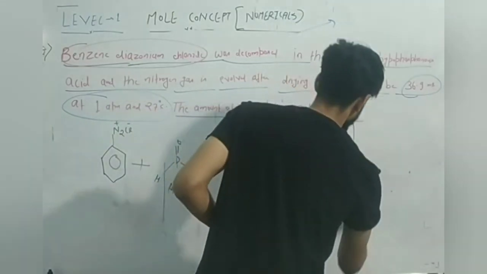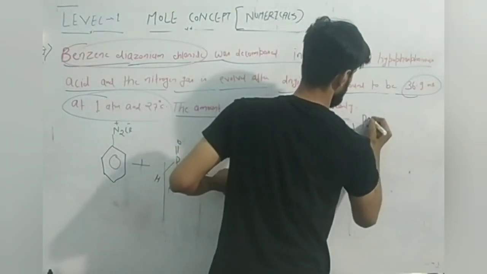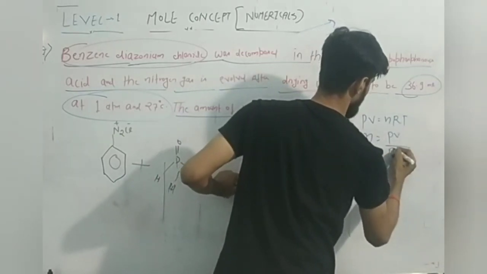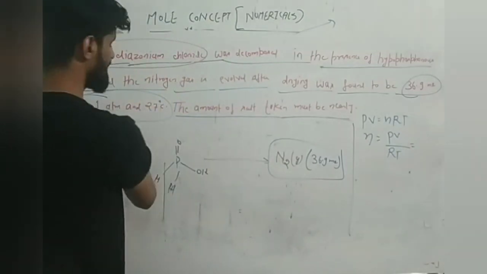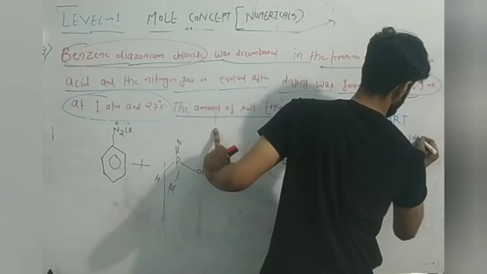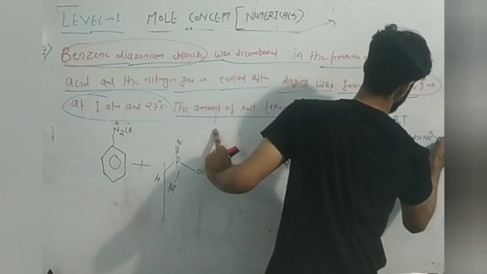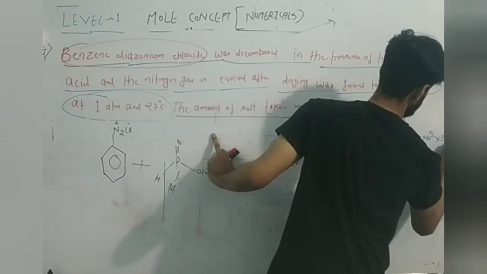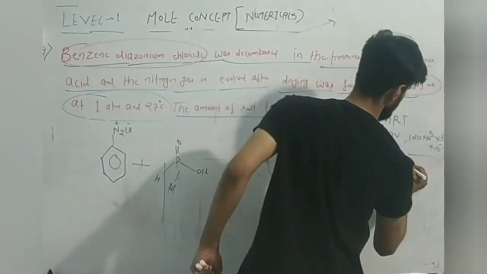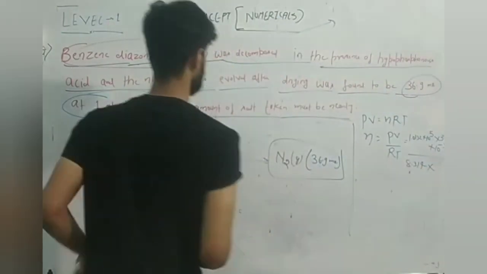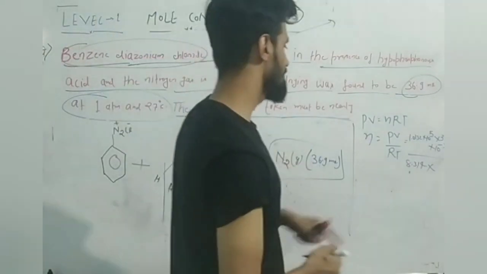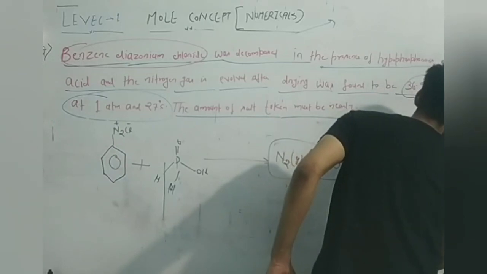Nitrogen. Okay, so now if you apply the ideal gas equation, PV equals nRT. So the number of moles is equal to pressure into volume upon RT. That is equal to pressure, which is 1 atm. In this formula you have to substitute not in atm but 1.0132 into 10 to the power 5 Pascal, multiplied with 36.9 ml into 10 to the power minus 3 upon R. R will be 8.314, and the temperature is 27 degrees centigrade, which you have to convert into Kelvin, and that will be equal to 300.